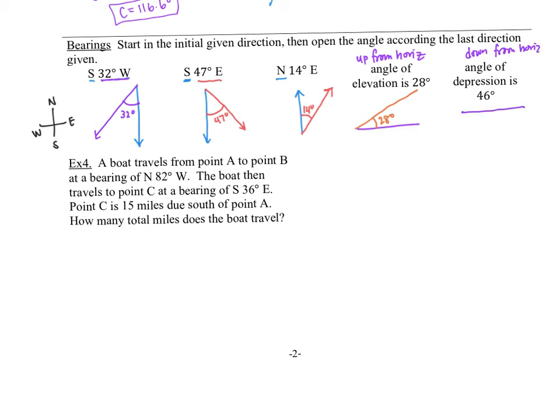That's because all horizontal lines are parallel. So down from the horizontal means the 46 degrees goes down this way. And I would draw my picture like that. Now after all that, let's actually try to solve a problem.